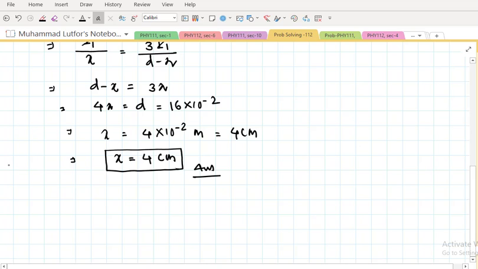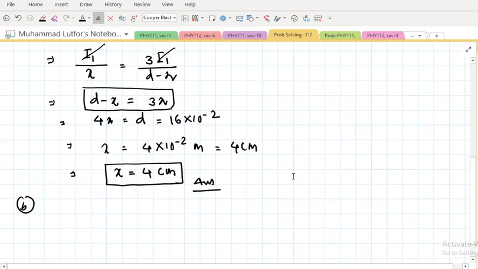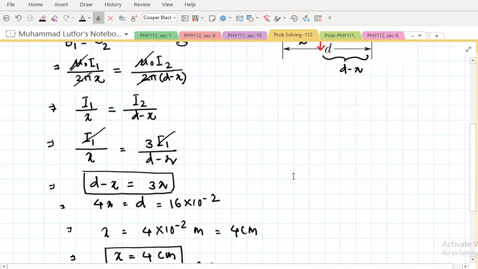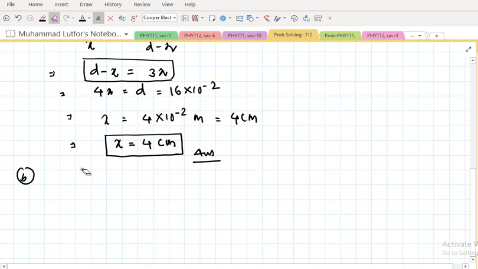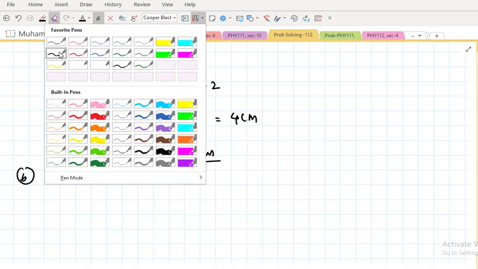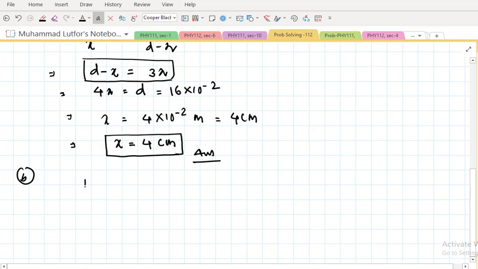So now we can say that this is the last part of the question, which is independent of the current I. We can find it from the equation, because in the earlier part we found that the equation becomes I1 divided by x equal to I2 divided by d minus x. We found that over here.